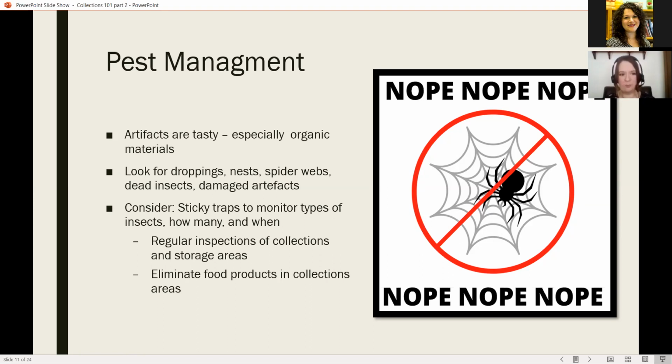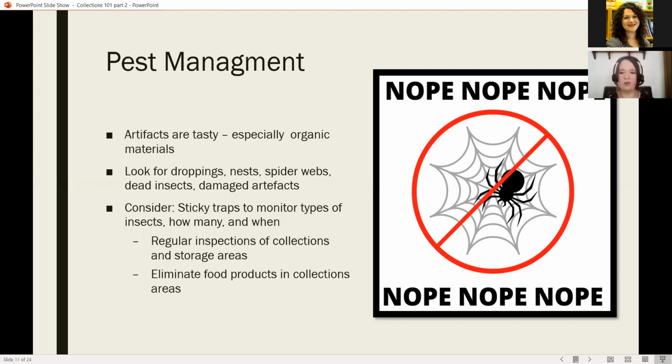It's pretty simple to look for signs of pests. You can look for droppings, nests, spider webs, dead insects. You might even see damage to artifacts in some cases. Monitoring them can be pretty simple as well. You just get a simple sticky trap for insects, and you can set them out in areas of your exhibit space or your storage space where you have seen insect activity. And you leave it there for a set period of time, like a month or 2 months, and then you can look at the trap and see what is there.